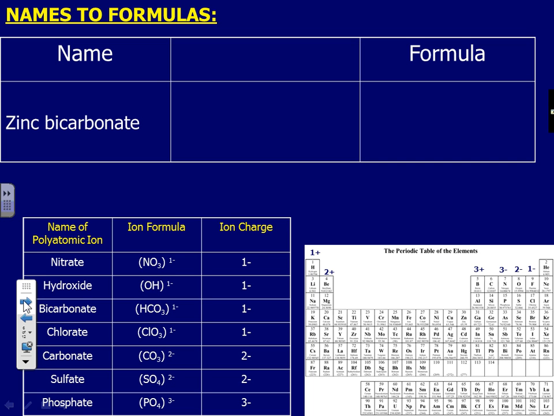Zinc bicarbonate. Zinc is one we haven't used, but again, you can find it on the table. It is a metal, and it's very close to silver. It's right in that position, so you should be able to find its charge on your periodic table. Again, bicarbonate will be on that chart. Put it in brackets, find its charge, cross it over.